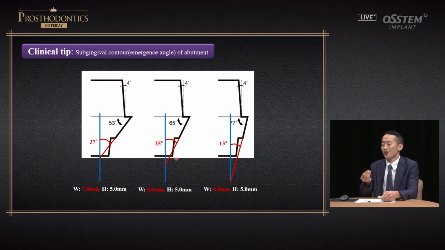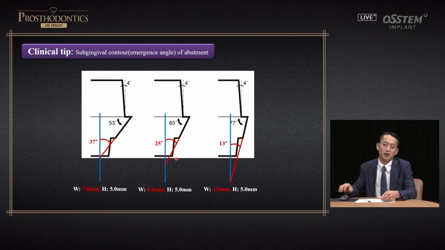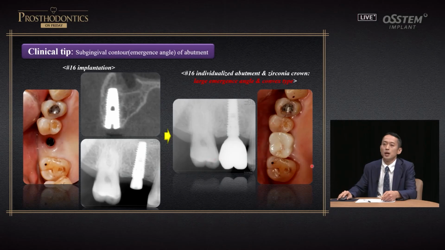Just for fun, I measured the emergence angle of OSSTEM's healing abutment. The height is 5 mm, diameter is approximately 7, and it's approximately 37 degrees. Diameter 6, it's about 25 degrees. Diameter 4.25, it's about 13 degrees. This is the clinical information that you can bear in mind.